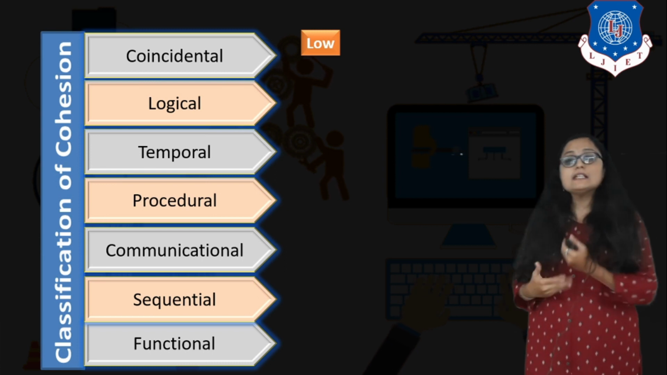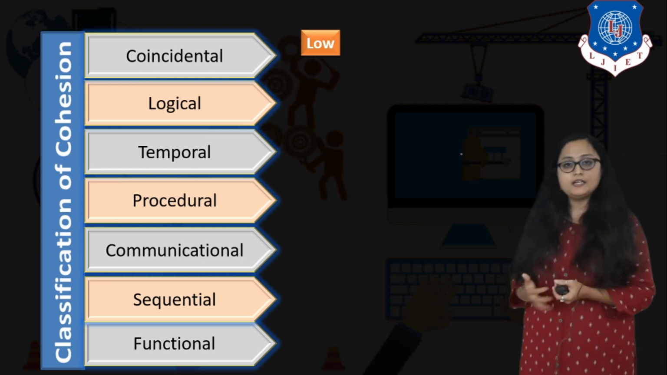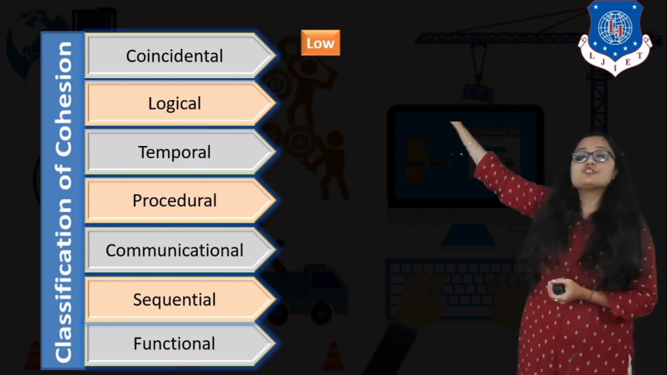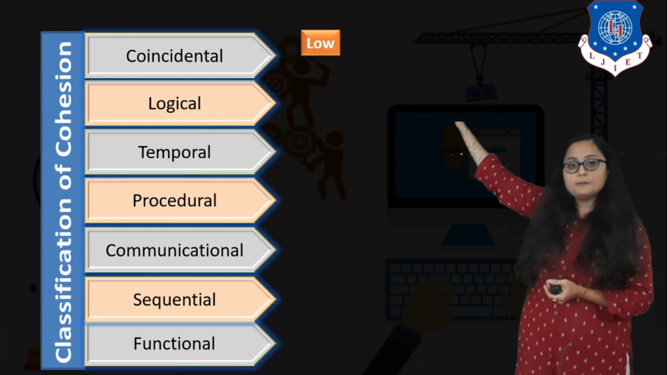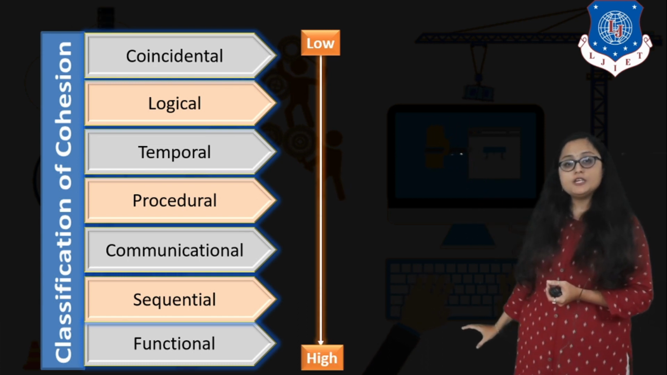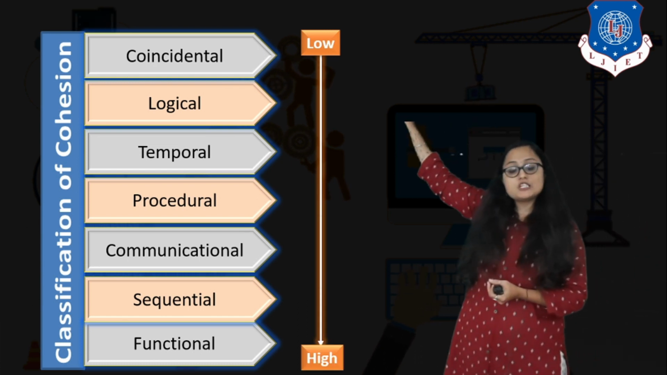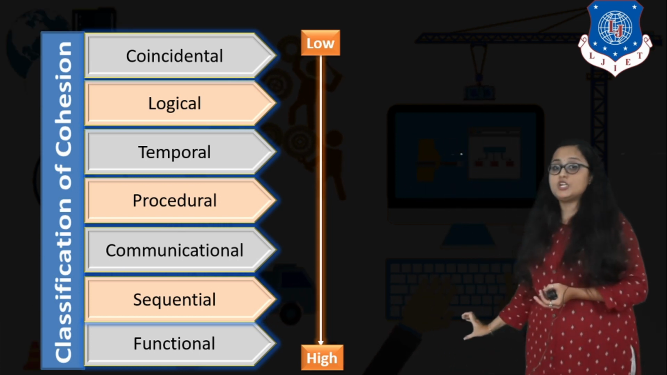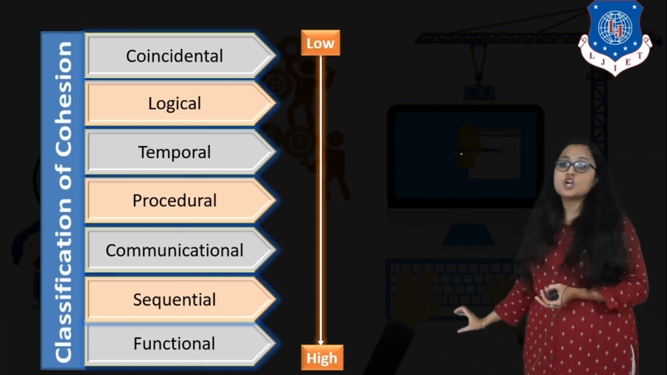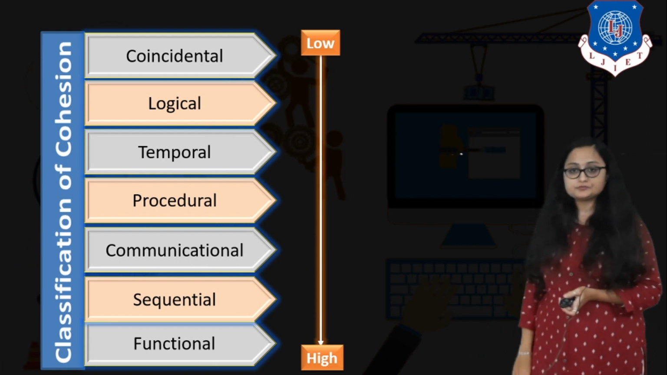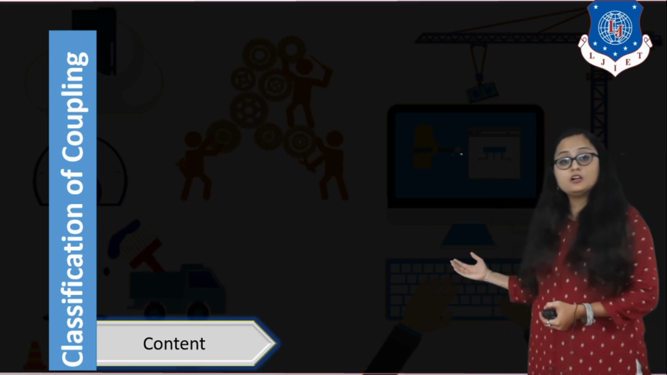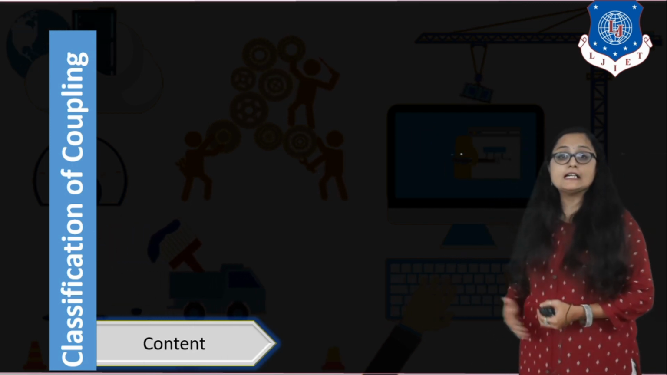Now what is recommended? It is recommended that the sequence of cohesion in your software should be from low to high. It means coincidental cohesion should be minimum in your software, whereas functional cohesion should be maximum, right? Now let us study the classification of coupling, and in coupling the first type is content coupling.